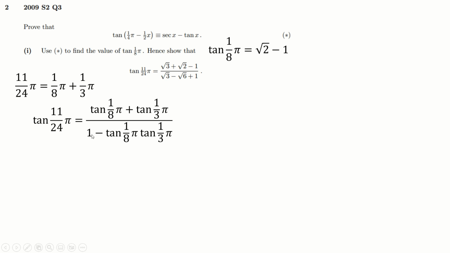Tan a plus tan b over 1 minus tan a tan b. I know all of these things because tan of a third pi is just root 3, which is just an exact value you should know. If you're not sure about it, just draw yourself triangles and you'll figure it out. Tan of an eighth pi has already been found for me, so we end up with this.